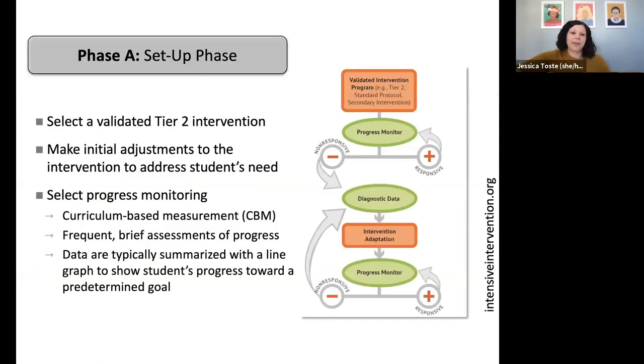an intervention. This model is from the National Center on Intensive Intervention, and it talks about the process of DBI. So it goes through what's called phase A, the setup phase. So this is where a teacher would select a validated tier 2 supplemental intervention. They would make initial adjustments to that intervention based on the needs of the student. And then they would decide how they're going to monitor that student's progress. They would choose a curriculum-based measurement, CBM, to measure their progress over time. They would administer that probe frequently. It's very brief, so it can be done regularly. And then data are typically put onto a line graph to show students' progress over time.